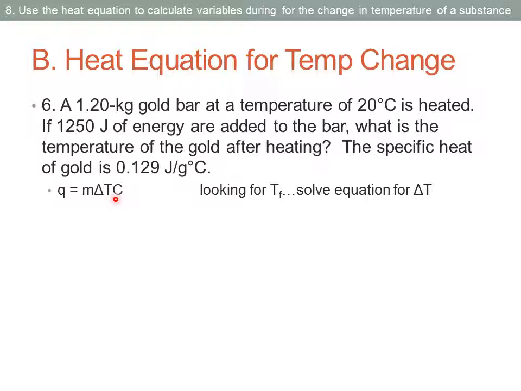However, we're not asked to find Q. In fact, we already know that. We're told that 1250 joules of energy are added to the bar. So that is Q. What we are asked to find is the temperature after heating. So we need to find T_F, the final temperature. Well, I'm going to solve this equation for delta T. That will help me find the change in temperature, which will then allow us to find the final temperature. So to solve for delta T, we would just divide both sides by m c. And if we do that, m and c would cancel from the right side, and we have Q divided by m c. And that's how we get this, delta T equals Q over m c.